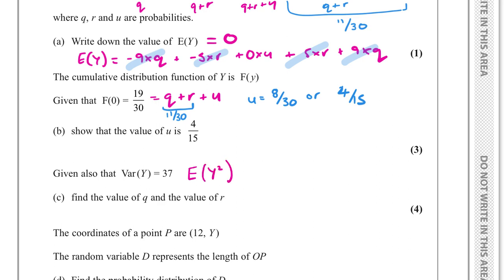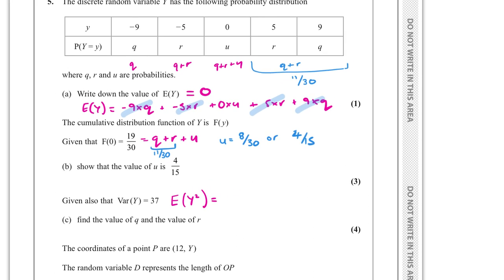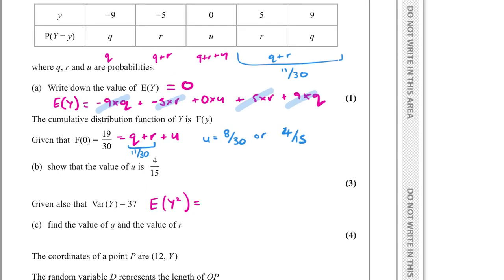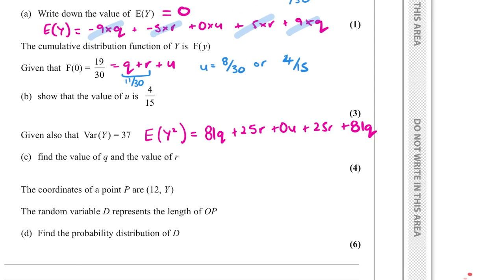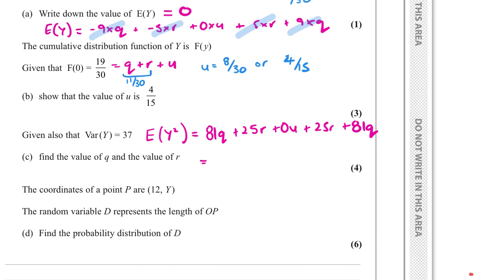So y squared multiplied by q: minus 9 squared multiplied by q, I'm going to get 81q, plus 25r, plus 0u, plus 25r, plus 81q. Okay, so that's going to give me 162q plus 50r.